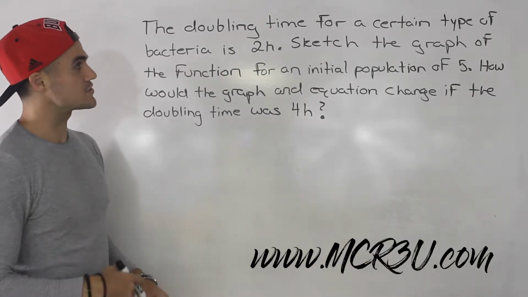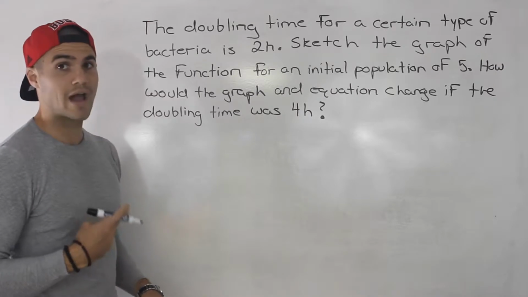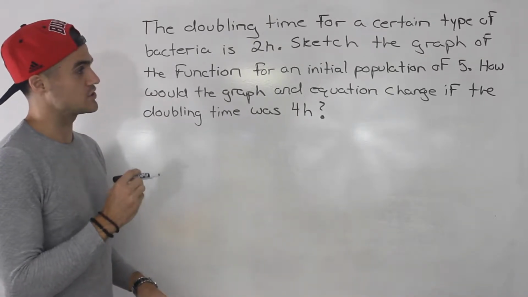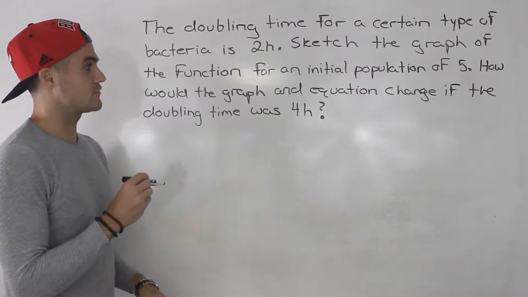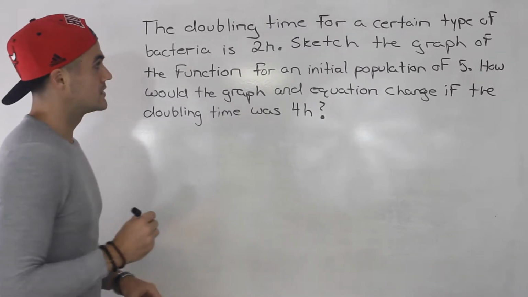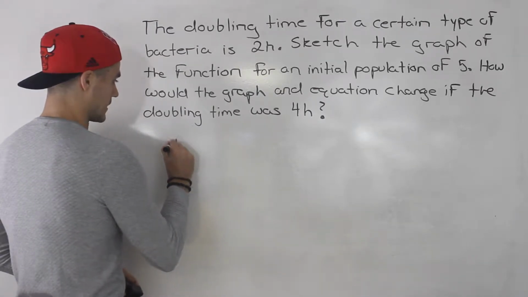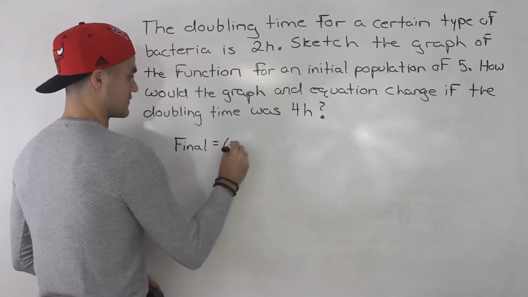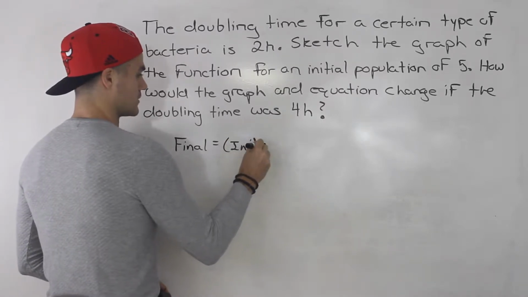So the doubling time for a certain type of bacteria is 2 hours. We have to sketch the graph of the function for an initial population of 5. How would the graph and equation change if the doubling time was 4 hours? So let's first start off making an equation for this information that we're given.